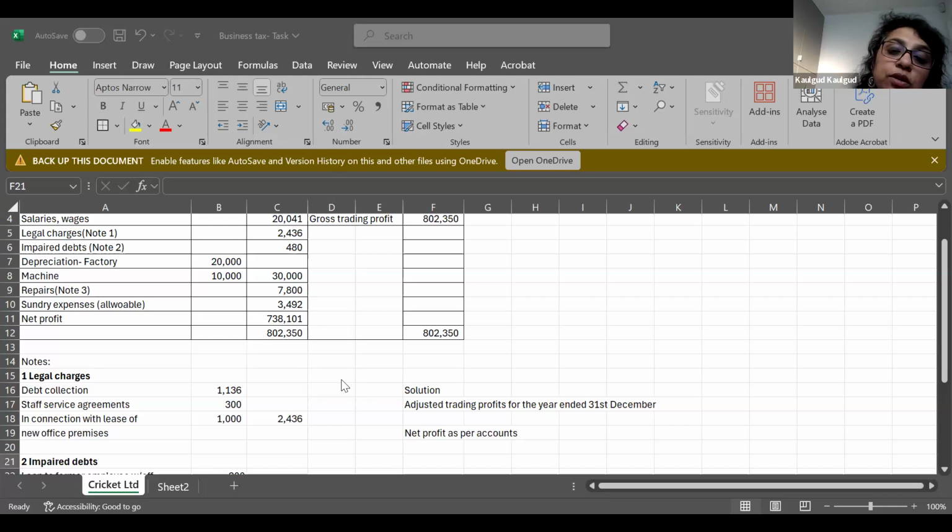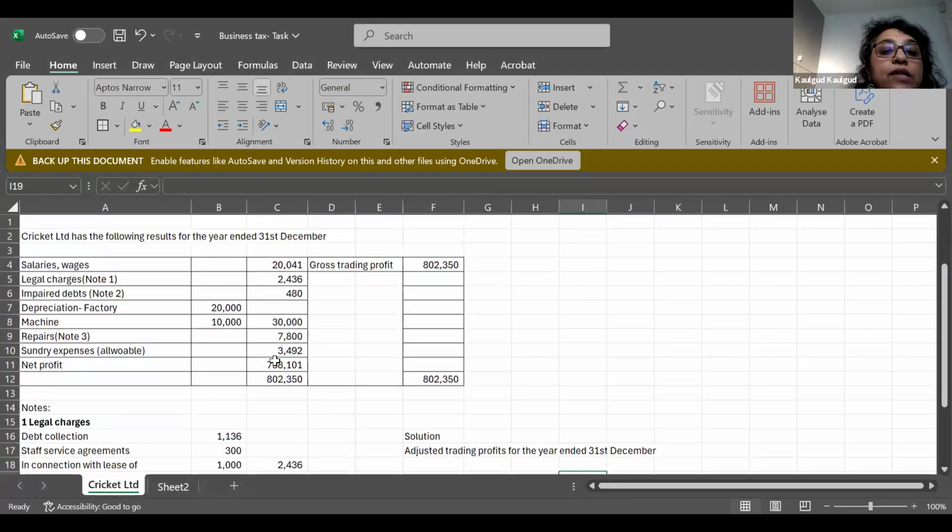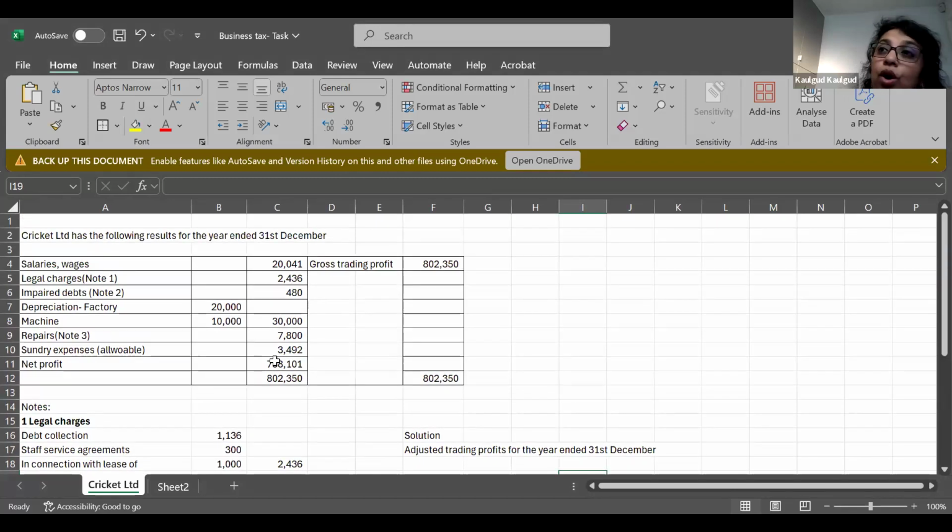Now, these are my notes which have been given. How do you do this question? Like I said, my starting point is always net profit as per accounts, so I will start doing that. After that, we are going to check whether each and everything is allowable, non-allowable, or disallowable. That is how we are going to decide: do I need to add it back, or is there no requirement? We will see step by step whether it is allowed or not. If I go to salaries, wages and salaries are paid to the employees.